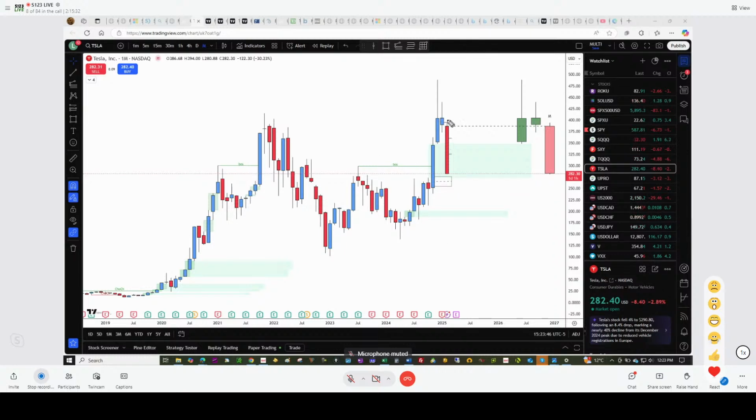Yeah, it's a nasty looking candle right here. It's one of the biggest red candles we've ever had on the chart, right? So it's quite a drop from 400 to 282. So for most of the smart traders out there, this is a buying opportunity.